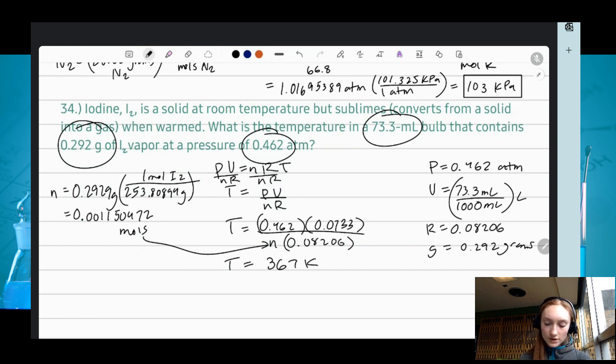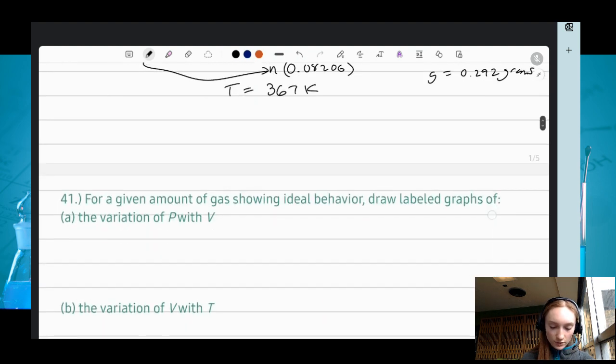So again, all you have to do is find what you are given in the very beginning from the question, identify it, isolate the variable that you're solving for, and just plug things in. That's the basic way of going about these kinds of problems. So let's move on to 41.